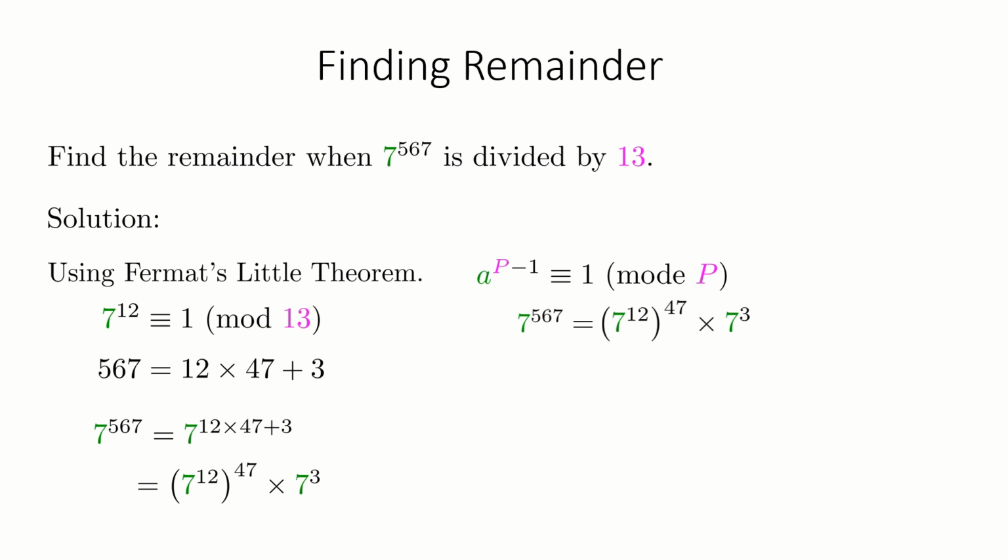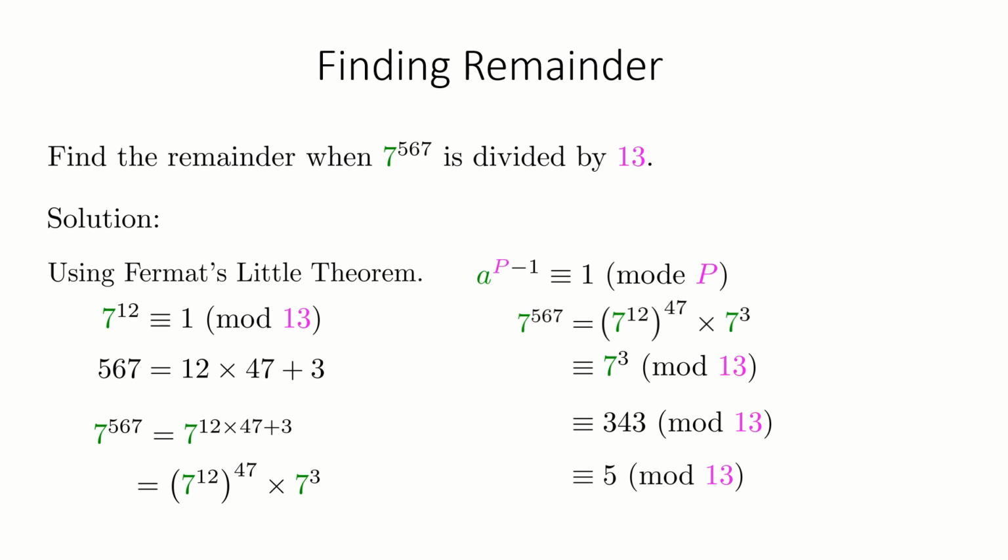Now 7 raised to the power 12 is congruent to 1 modulo 13. Therefore, any power of 7 raised to the power 12 is also congruent to 1 modulo 13. 7 raised to the power 567 is congruent to 7 raised to the power 3 modulo 13, which is congruent to 343 modulo 13. And in turn, 7 raised to the power 567 becomes congruent to 5 mod 13. Since 5 is a non-negative integer less than 13, 5 is the remainder when 7 to the 567 is divided by 13.